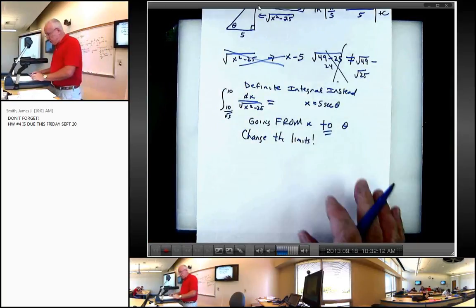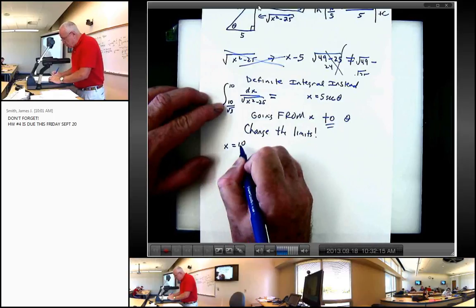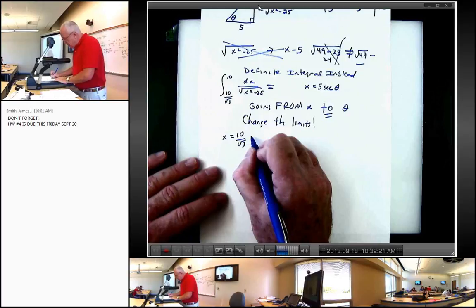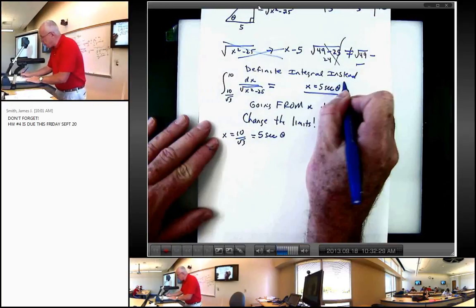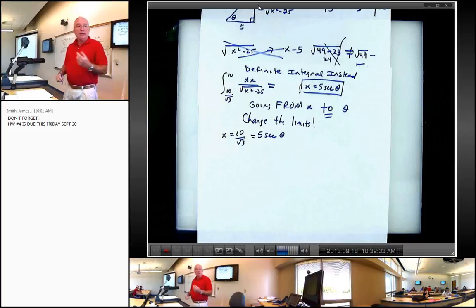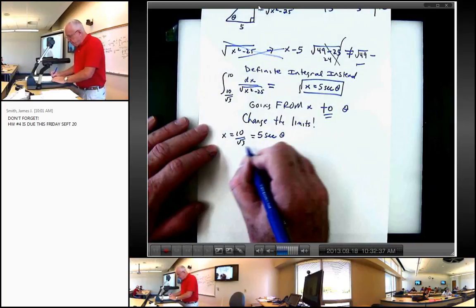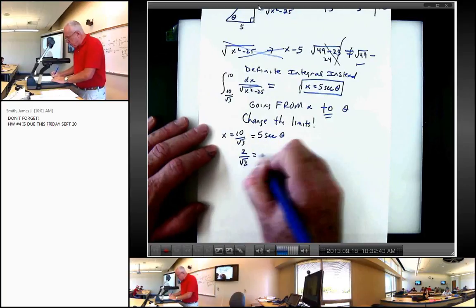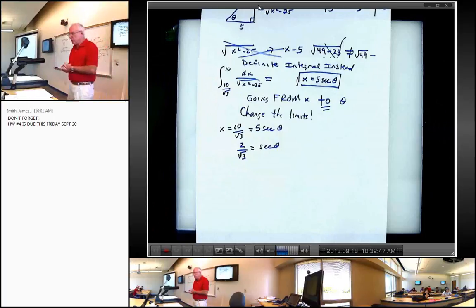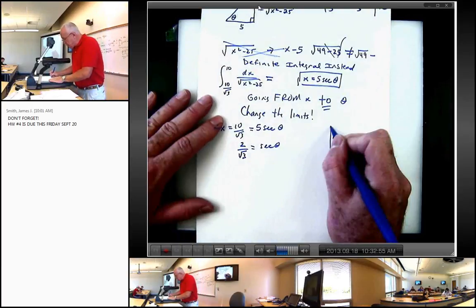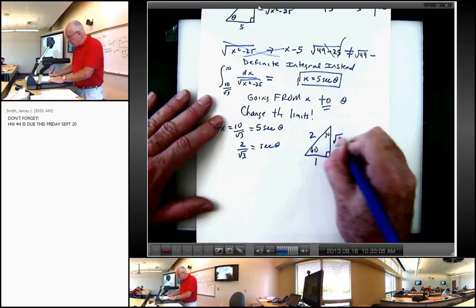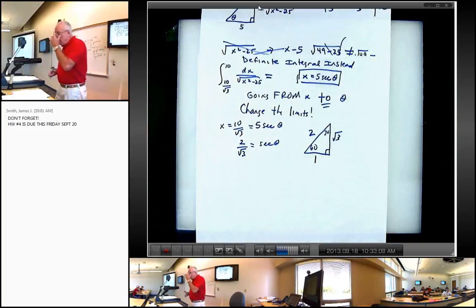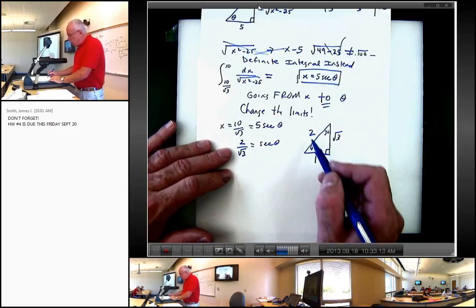So let's see what we get here with the limits. Now, the lower limit is x equals 10 over the square root of 3. Now, that is equal to 5 times the secant of theta. So that's my substitution right here. So now I need to find out what theta solves this. Well, let's divide by 5, and I get 2 divided by the square root of 3 is equal to the secant of theta. And now we look at one of our special triangles that we looked at in trig, and this will be that 60, 30, 90 degree triangle, where this is 1, this is 2 on the hypotenuse, and that's the square root of 3. All right, so what angle here gives me a secant of 2 over the square root of 3?